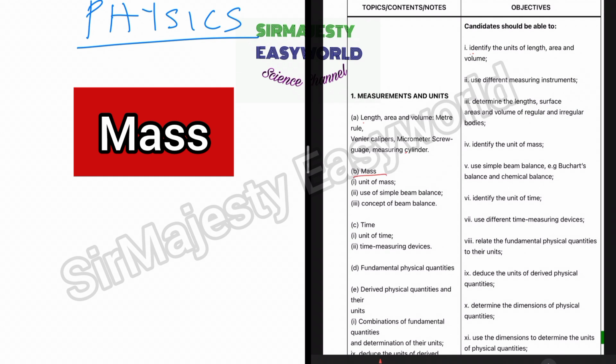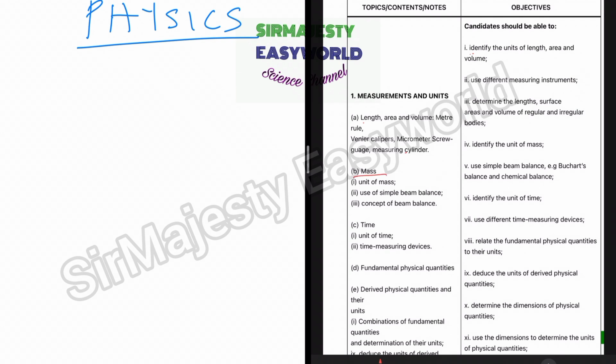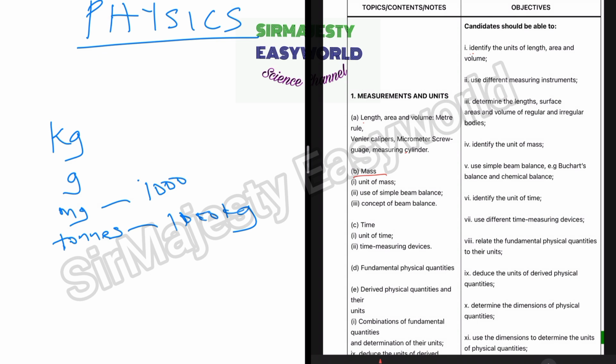What is mass? Mass is the amount of matter in a body. The unit is kilogram. The SI unit is kg. Sometimes you can use things like grams, milligrams, or even tons in some very, very rare cases. 1 ton is 1,000 kg. And 1 milligram is 1/1,000 of a gram. And 1 kg is 1,000 grams. The unit of mass is kg, like I said.